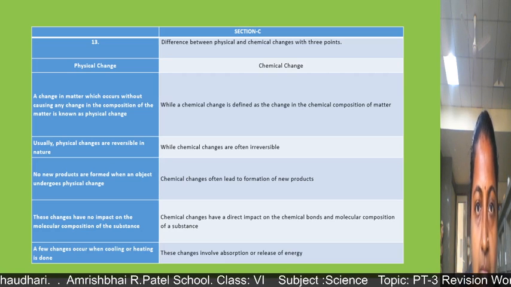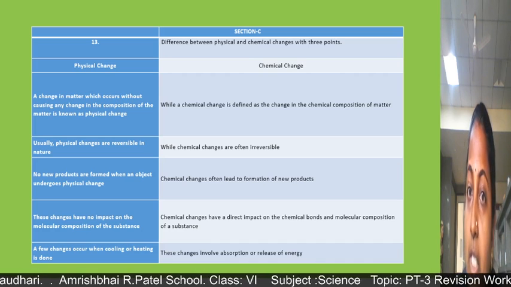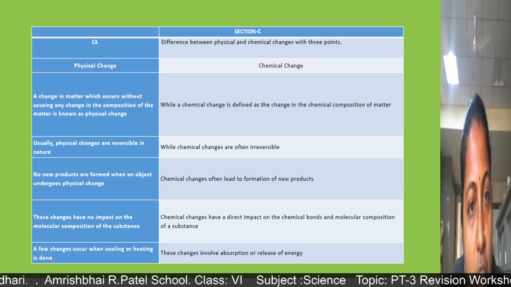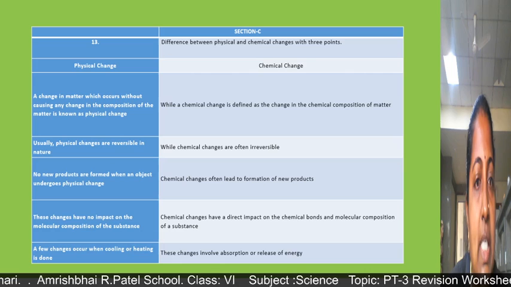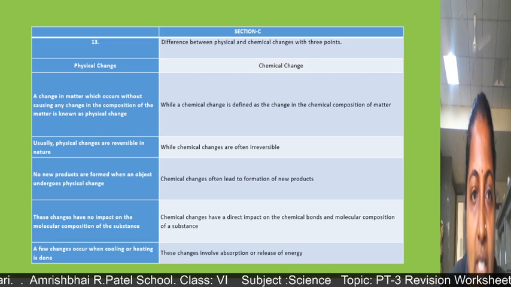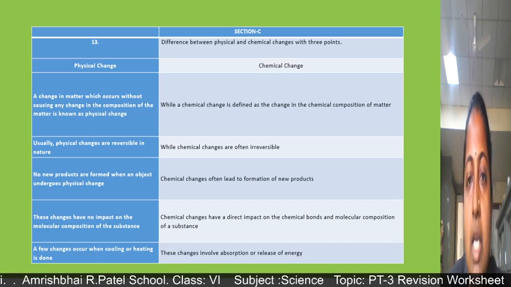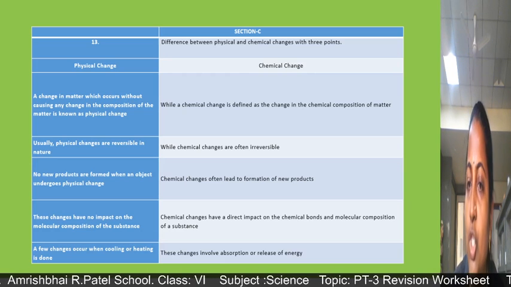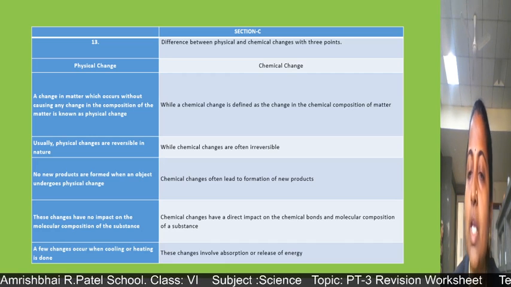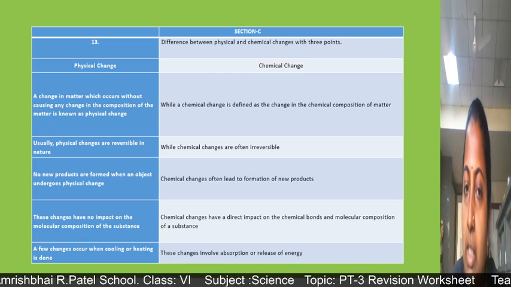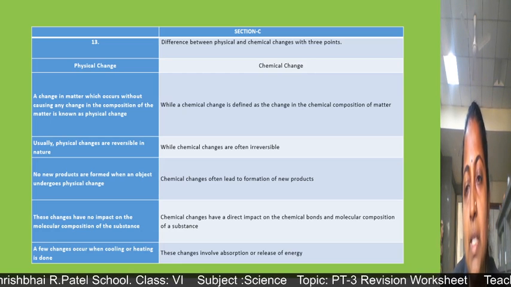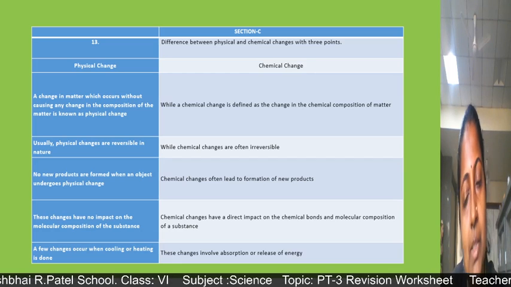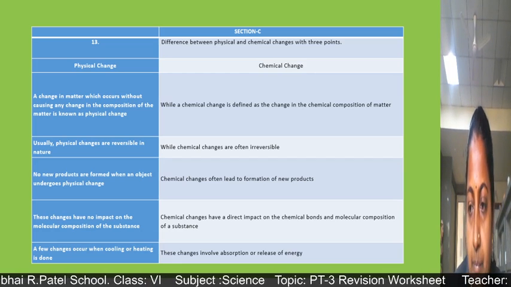Differentiate between physical change and chemical change with 3 points. So it is expected that you first write the definition of physical change and chemical change. A change in which matter changes without any change in the composition of the matter is known as physical change, while a chemical change is a change in the chemical composition of a matter. And after that children, you can write the examples of physical change as well as chemical change. So in this way, write 2 examples for physical change, 2 examples for chemical change, and 2 marks for the definitions of physical change and chemical change. In this way you can write the difference.